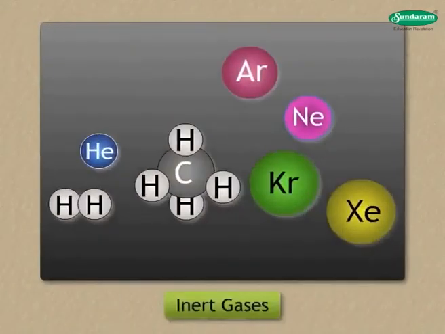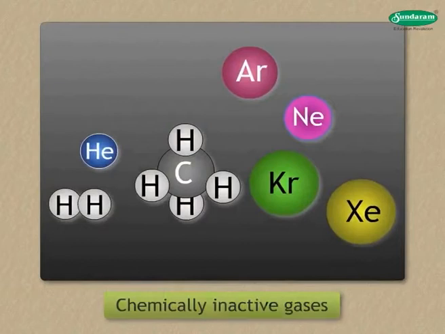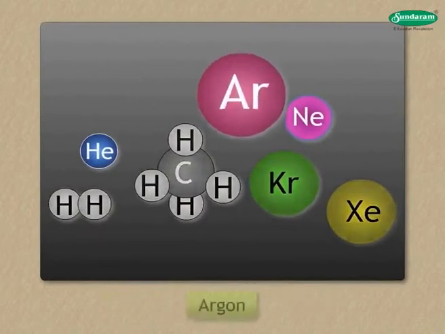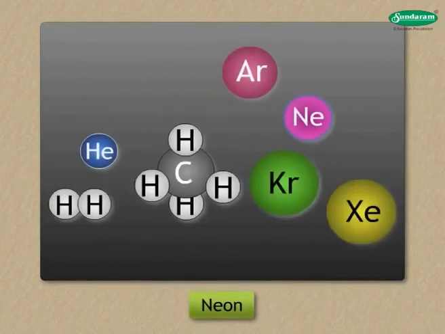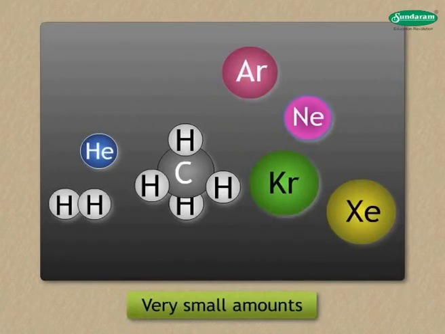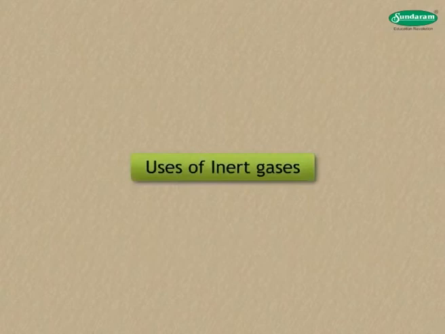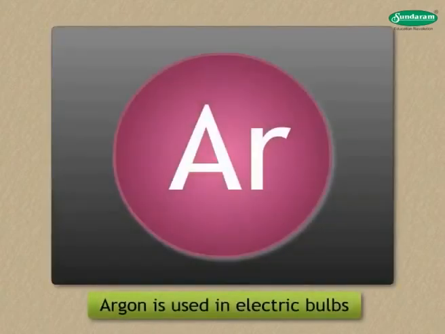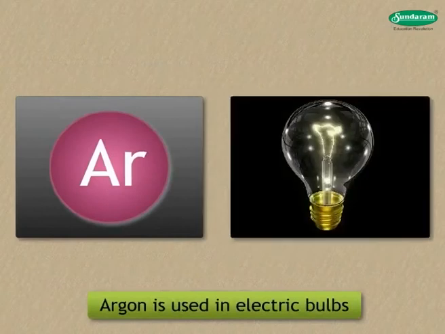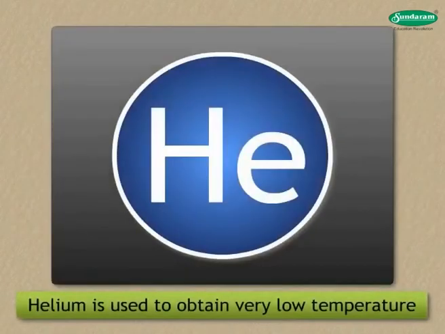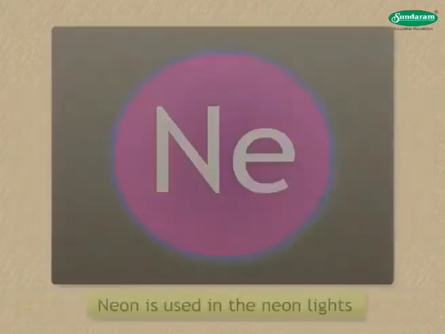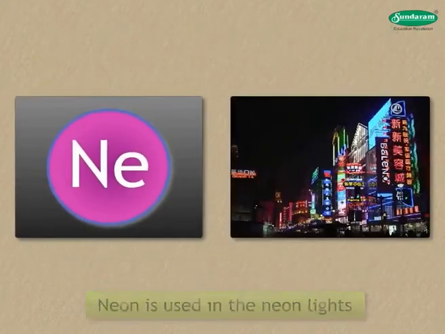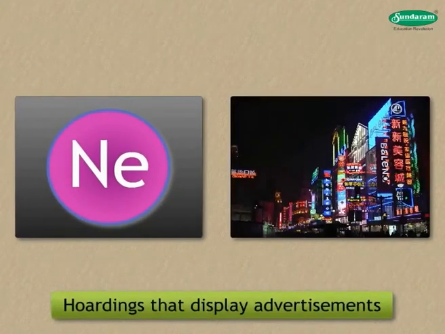Inert gases. Chemically inactive gases, that is, inert gases like argon, helium and neon are present in the air in traces, that is, very small amounts. But they have many uses. Uses of inert gases. 1. Argon is used in electric bulbs. 2. Helium is used to obtain very low temperature. 3. Neon is used in the neon lights on hoardings that display advertisements.